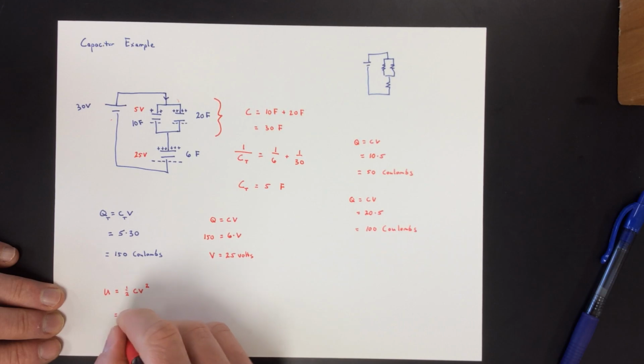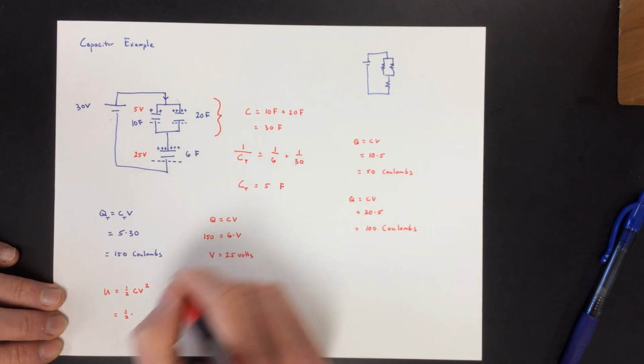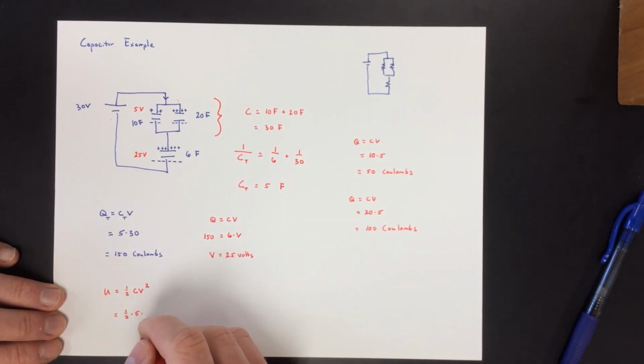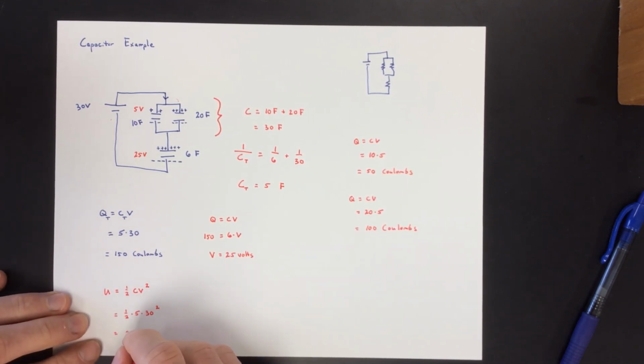So we could do 1/2 the total capacitance. The total capacitance we said was 5 times the total voltage, which was 30 squared. Am I going to be able to do that in my head? So 30 squared is 900, and half that is 450. And then I need 450 times 5. And 450 times 5, just so I don't mess this up on this video, is 2250. So we're looking at a total of 2250 joules of energy stored in total.